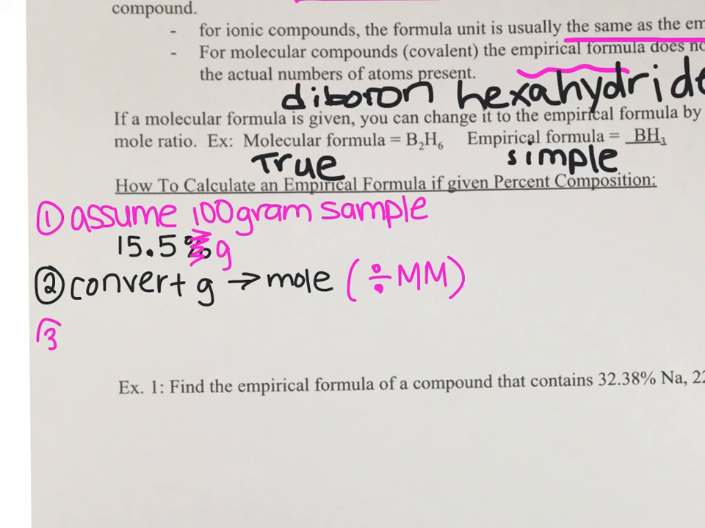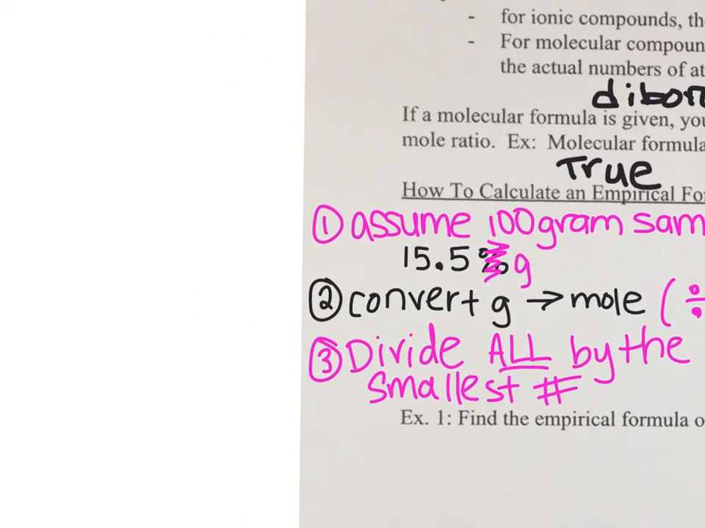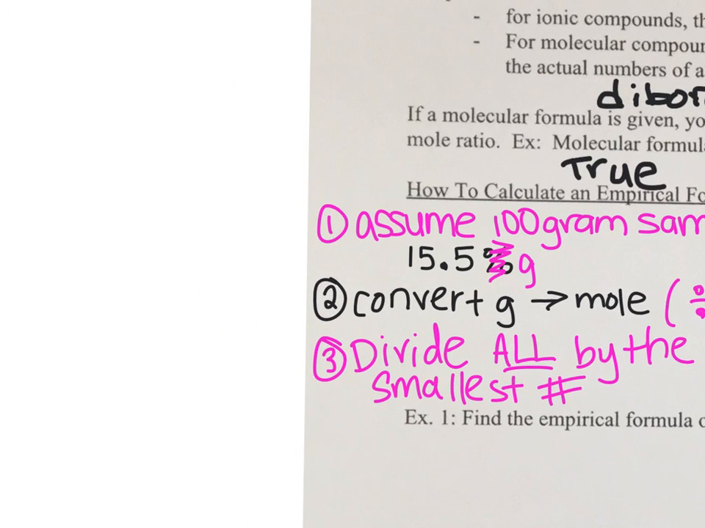Step number 3. So now that I have everything in moles, you're going to divide all of them by the smallest number. Okay? So I'm going to write a little example off on the side. I don't want you copying it. You don't need to. We will have a big enough example in example 1. But I want to show you what we're doing technically.